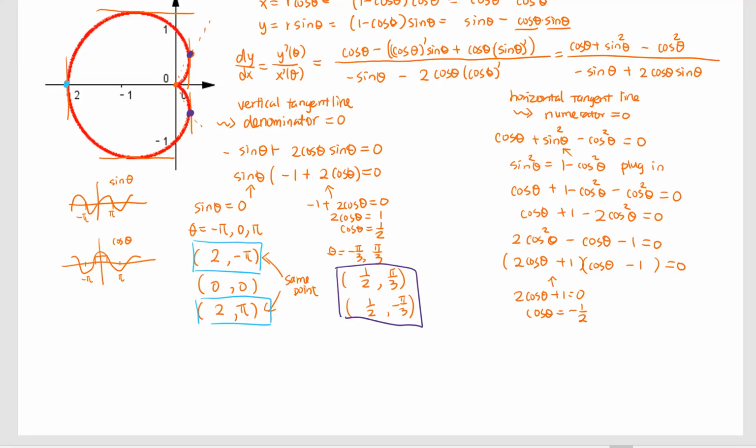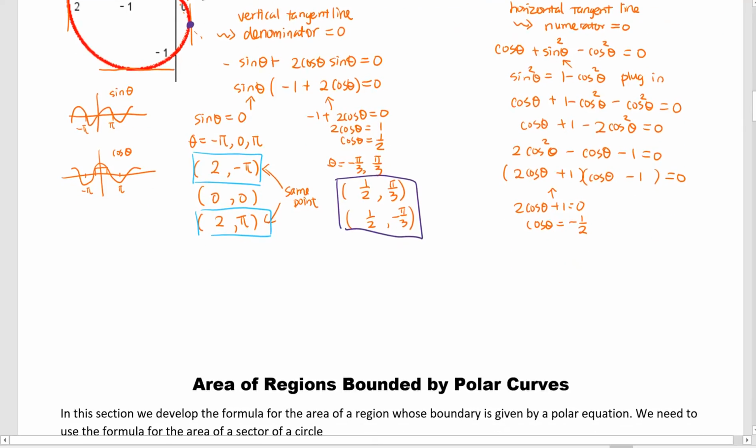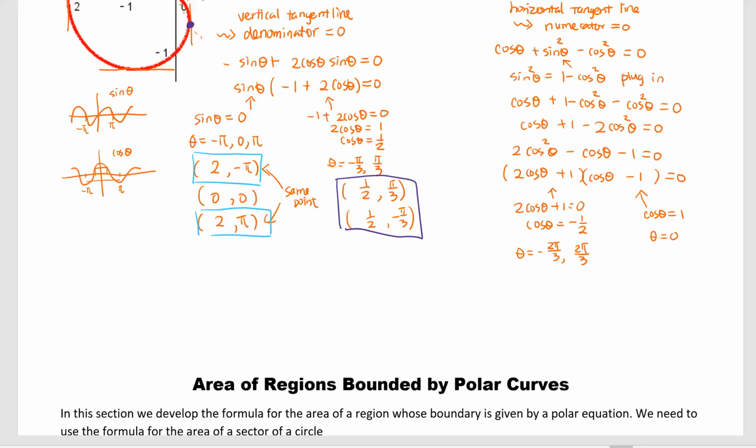And what is the angle whose cosine value gives us -1/2? Alright, let's look at this picture. So -1/2 is here. Okay, so theta is -2 pi over 3, or positive 2 pi over 3. Okay, and for this guy, cosine theta is 1. When will that give us cosine theta is 1? That is when theta is 0. Okay, remember theta is between minus pi and pi.